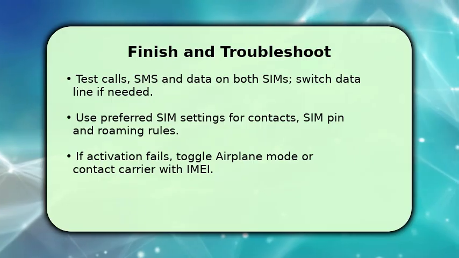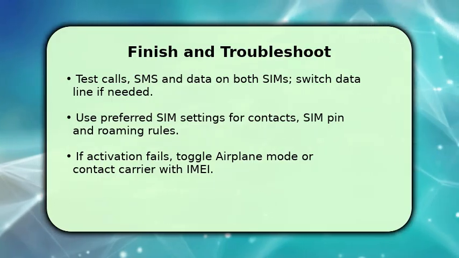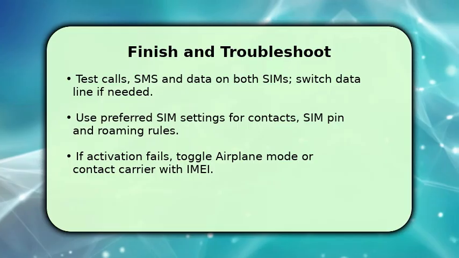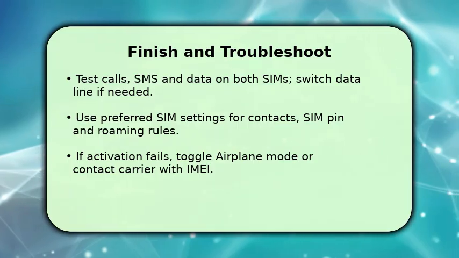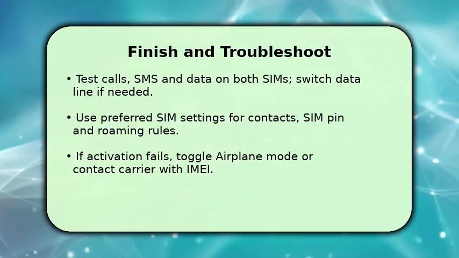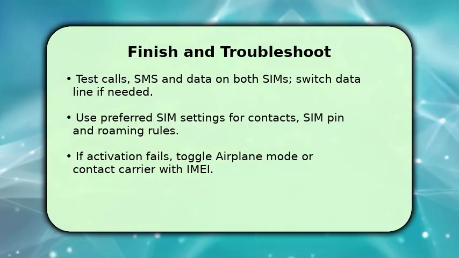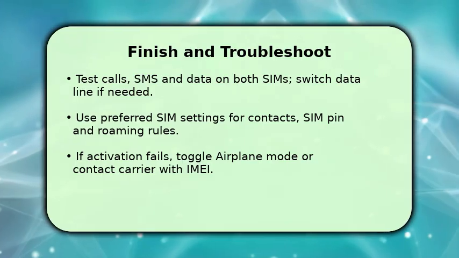If problems persist, note the phone IMEI and carrier activation responses, then contact the carrier. They can push a profile or troubleshoot network provisioning. This single troubleshooting tip often resolves stubborn activation issues.